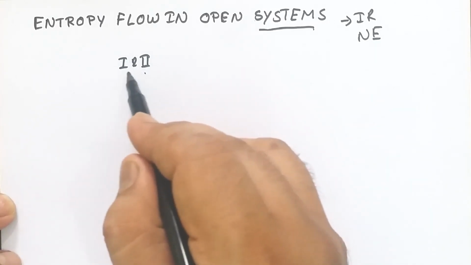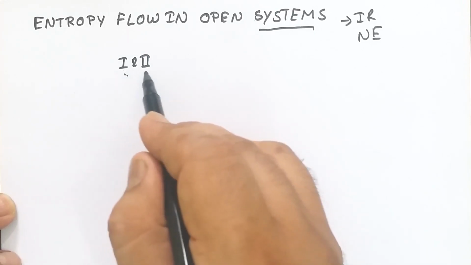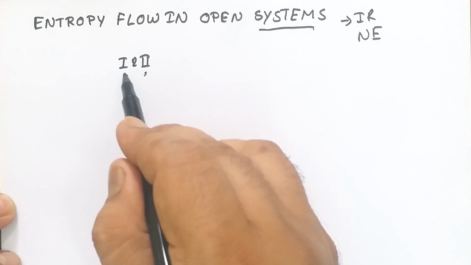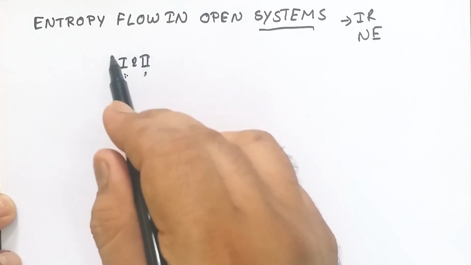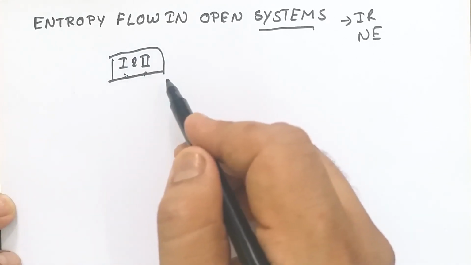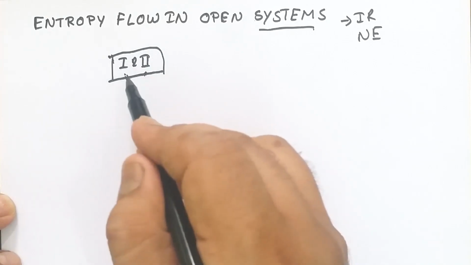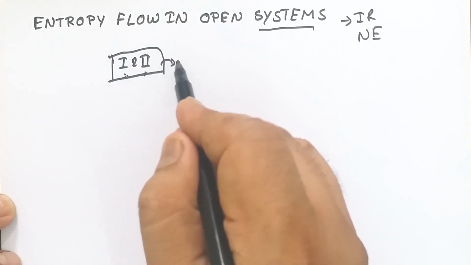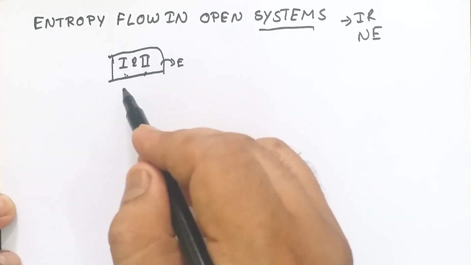Now these two systems are open with respect to each other, so both can exchange matter as well as energy, but as a whole they are encapsulated into a closed system wherein only energy can be transferred, but matter cannot be transferred with the surroundings.